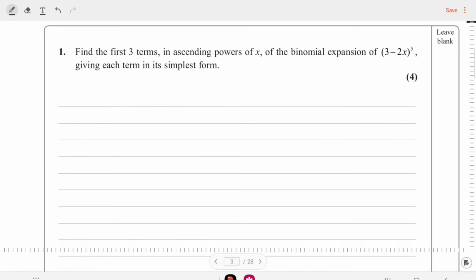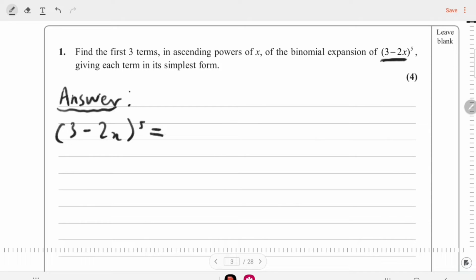Find the first three terms in ascending powers of x of the binomial expansion of (3 - 2x)^5, giving each term in its simplest form. So to answer this, we first need to rewrite this expression, (3 - 2x)^5.